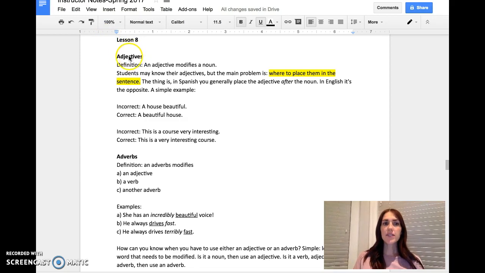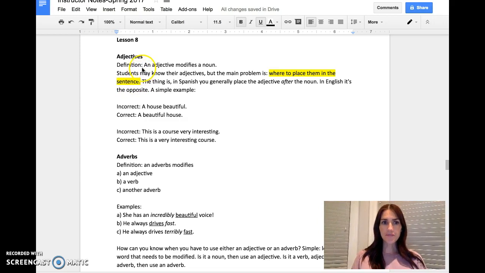So I want to talk about the difference between adjectives and adverbs. Because the way that an adjective is used in English is different than Spanish, which I know not everyone speaks Spanish, but a lot of you speak Spanish. So this will be helpful. An adjective modifies the noun, so it's explaining, describing the noun.